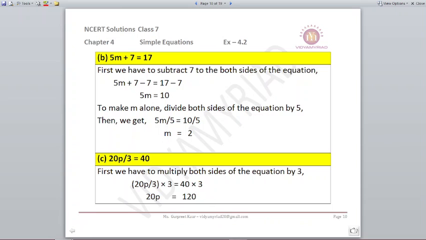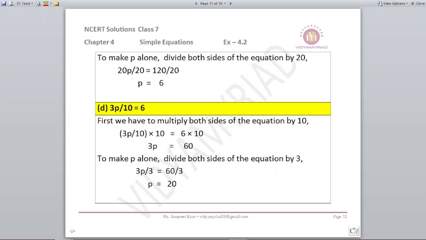So now what is my next step? There is 20 with the p. I have to remove that 20. So both the sides will be divided by 20. So it will become 20p upon 20 is equal to 120 upon 20. 20 gets cancelled on the left hand side, so only p will be left, which is equal to 6.